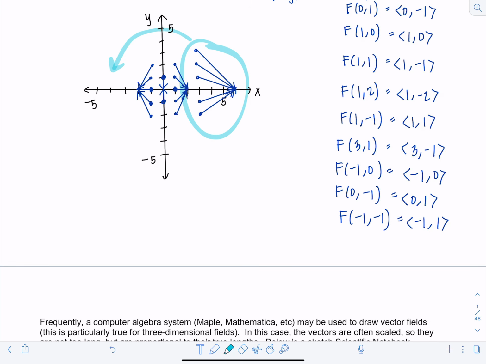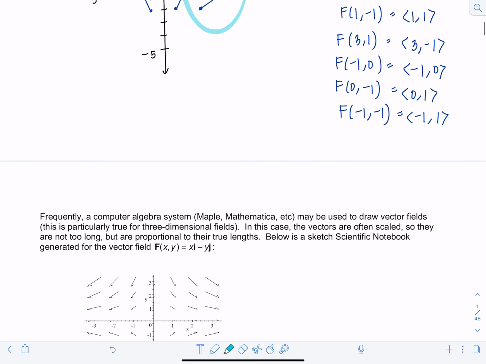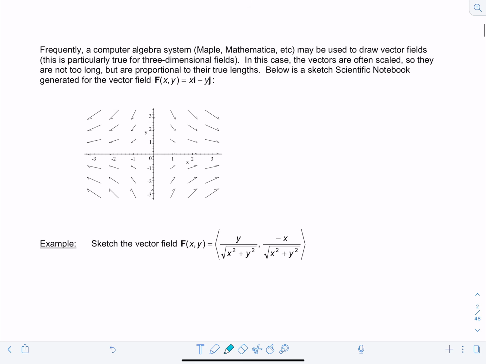All right. Now, as you can see, it's going to take a lot of work to get a good feel for exactly how this vector field is behaving. So frequently, we use technology, some sort of computer algebra system like Maple or Mathematica to draw vector fields. And this is particularly true for three-dimensional fields. As you can imagine, it would be very difficult to do that by hand.